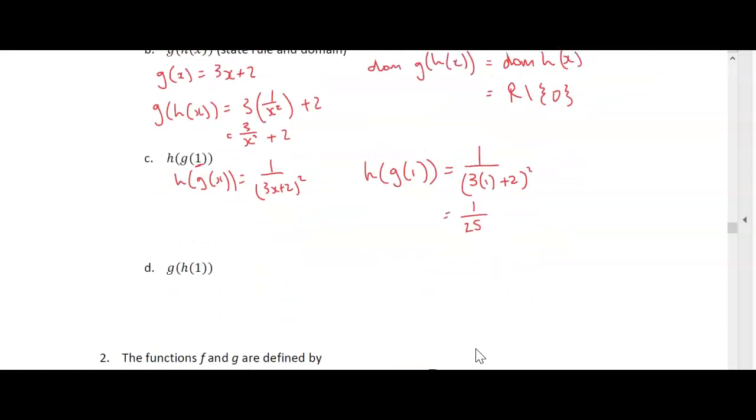All right, let's write down g of h of x, and then we'll substitute in 1. So we had 3 on x squared plus 2, and then we're substituting in 1. So 3 on 1 squared plus 2. 3 on 1 is 3, plus 2 is 5.